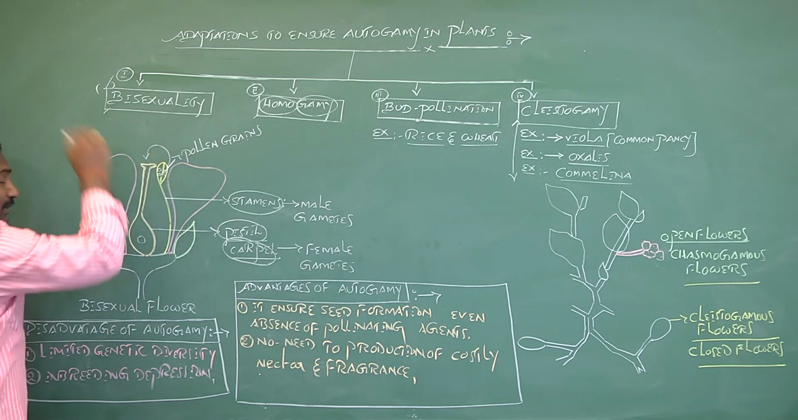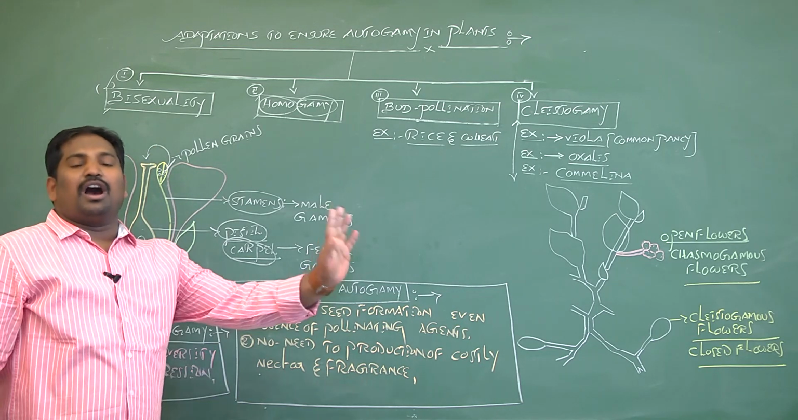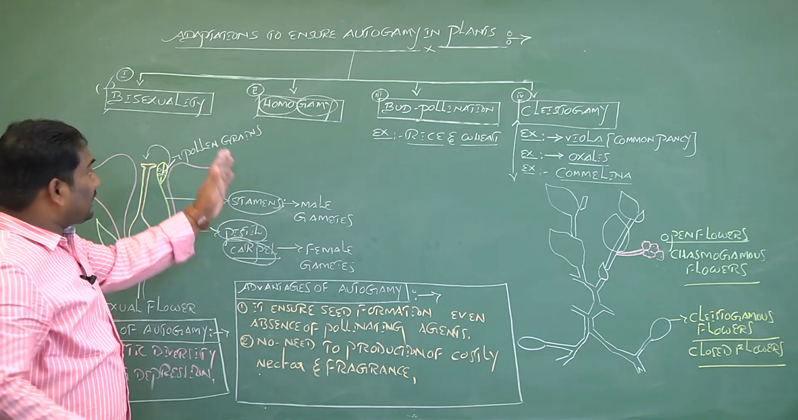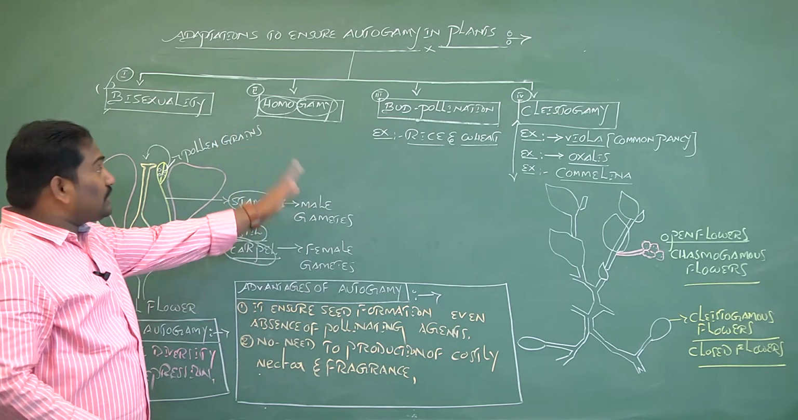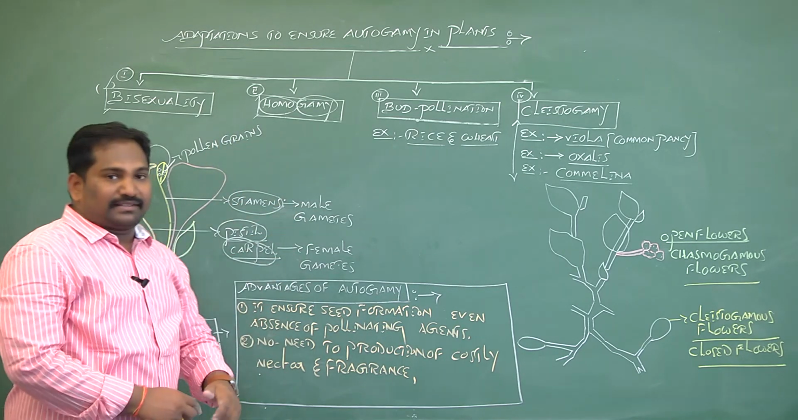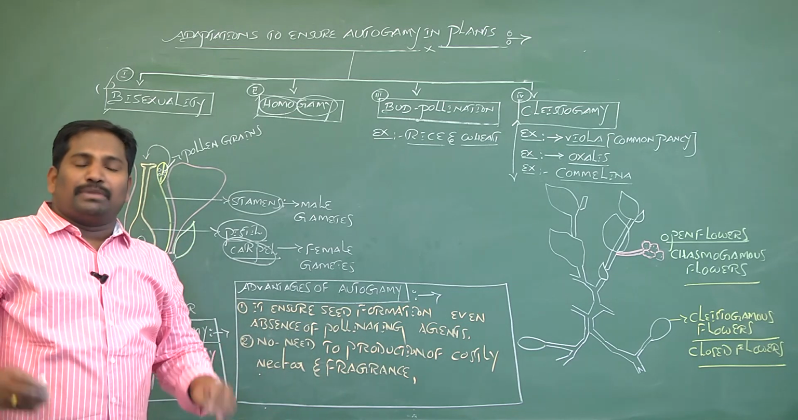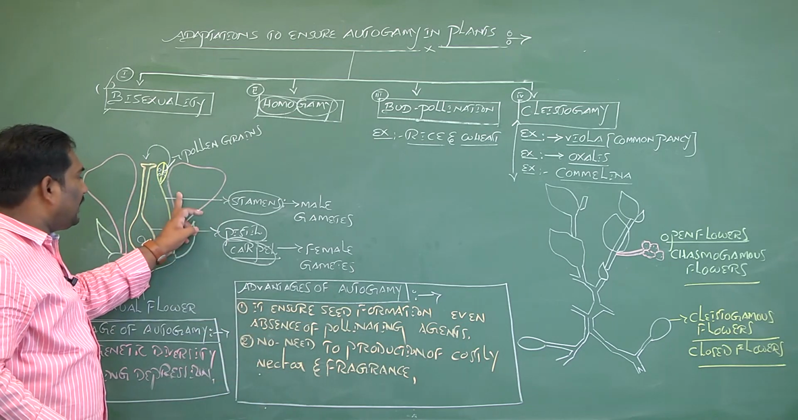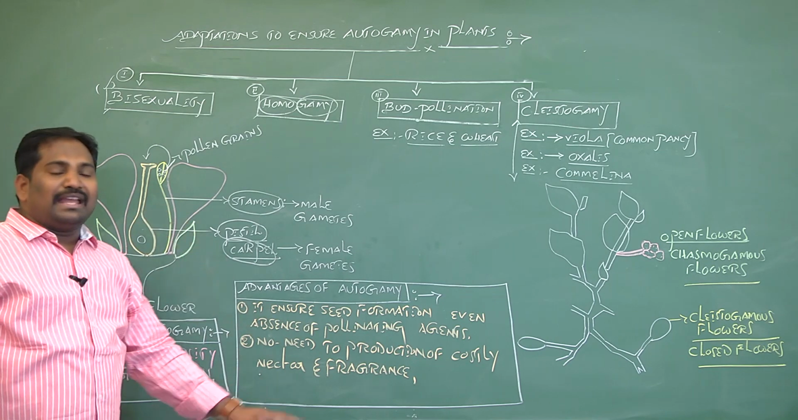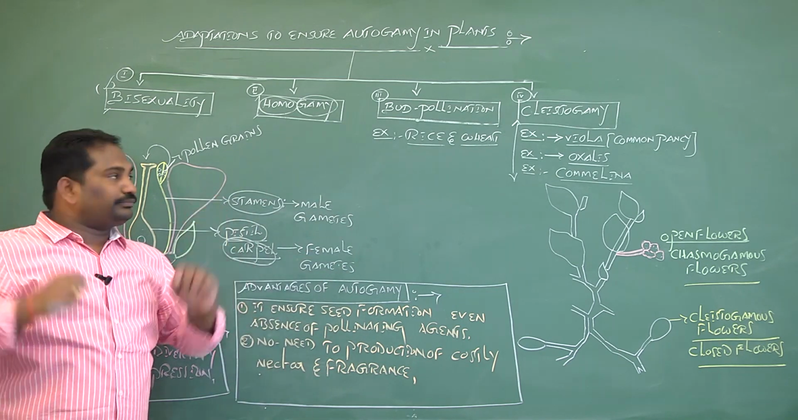Then there is a chance of self-pollination or autogamy. This is the second adaptation to ensure autogamy in plants. Homogamy means maturation of male gametes and female gametes in a bisexual flower at the same time.